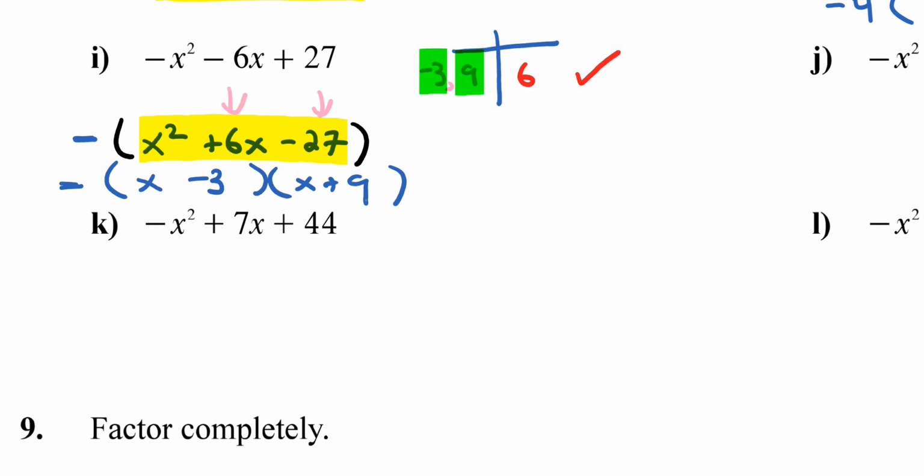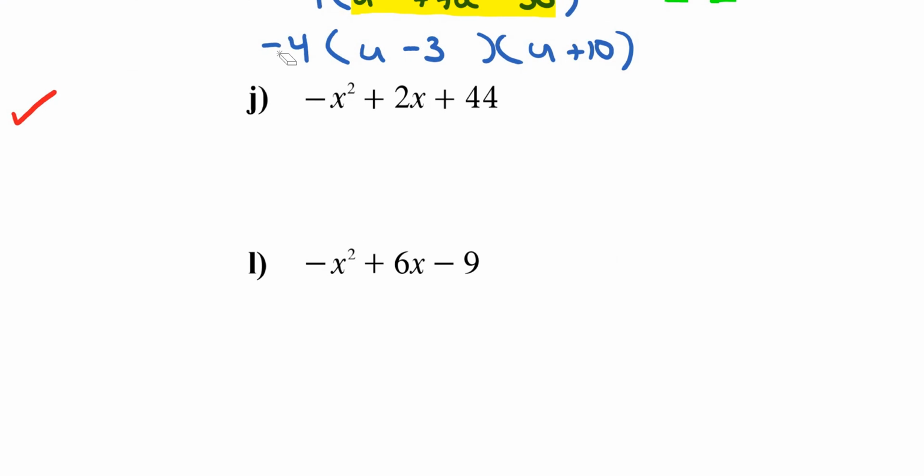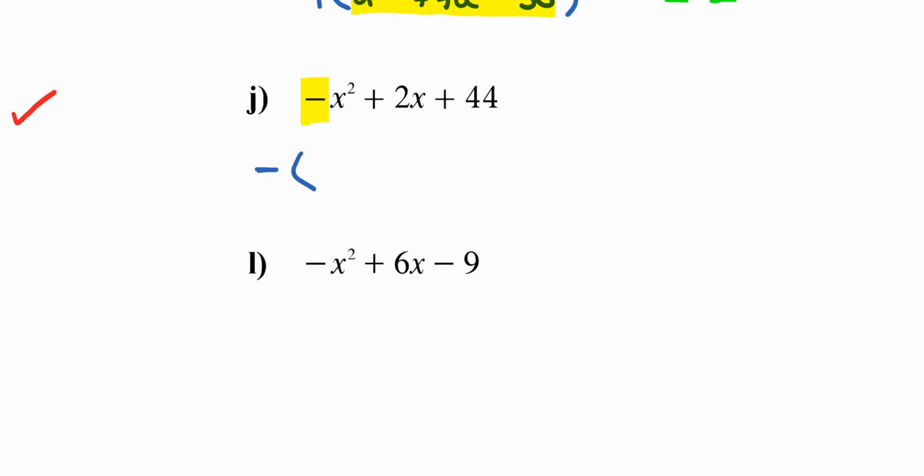And that combination should work. Okay, let's move on to letter J. I have a minus sign here, so let's factor out the minus sign. And if I do that, this whole trinomial, all the signs will go to the opposite, I guess.